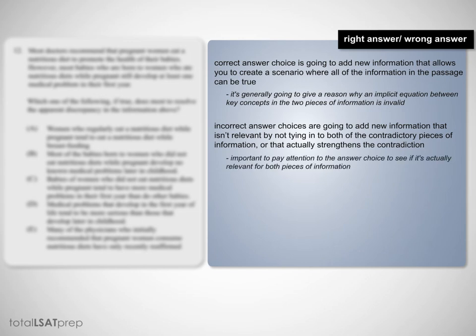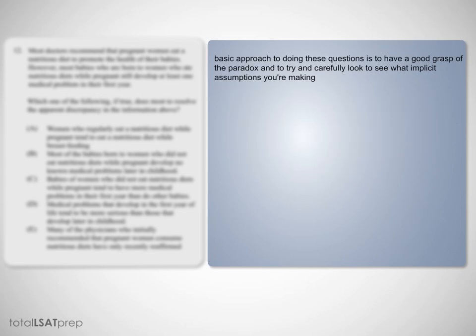It's important to pay attention to the answer choice to see if it's actually relevant for both pieces of information. The basic approach to doing these questions is to have a good grasp of the paradox and to try and carefully look to see what the implicit assumptions are that you're making.